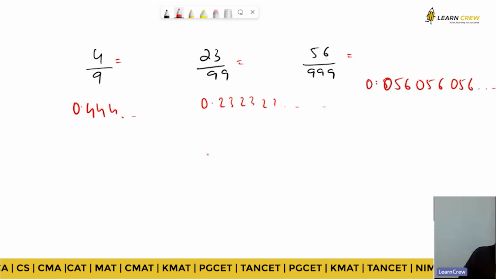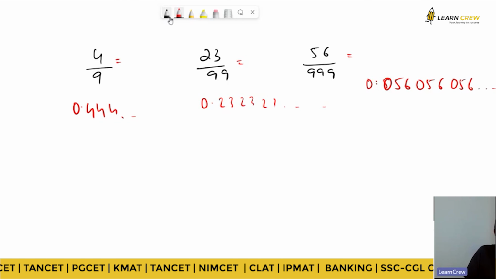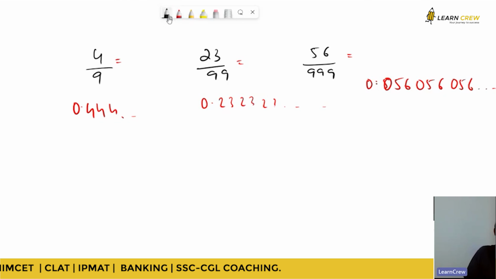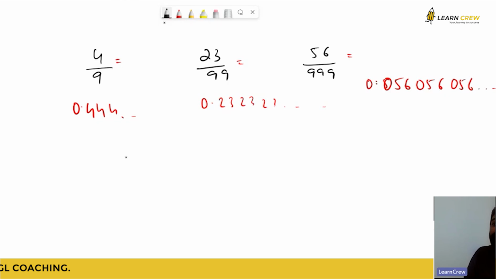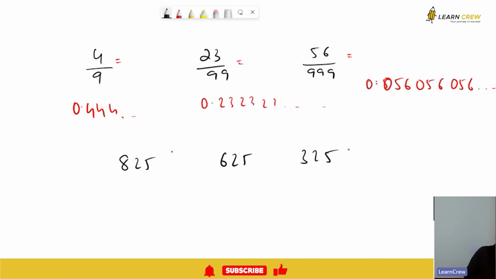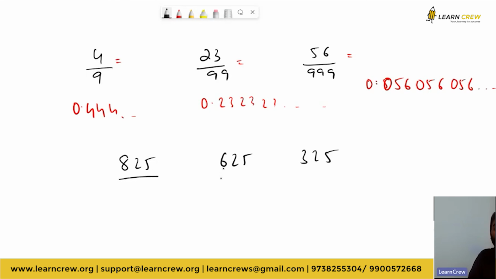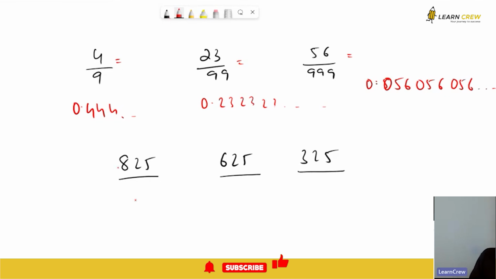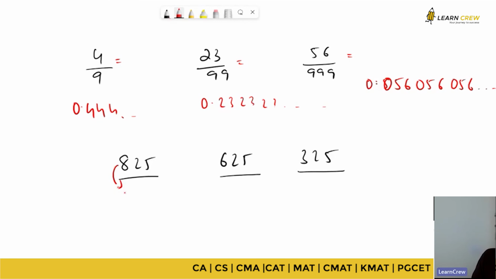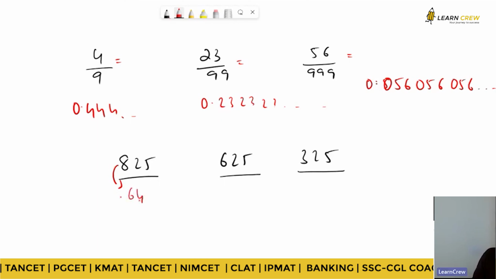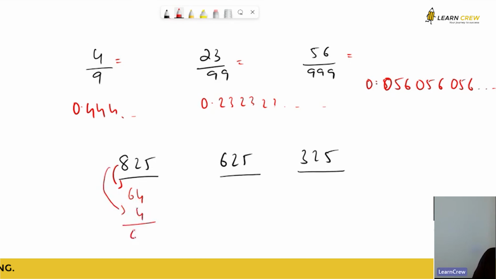Now, if I want to find the square of some huge numbers ending with 25, like 825, 625, 325, how will you do it? Make the square of the first number: 8 square is 64. Half of 8 is 4. Add these two, it becomes 68. Multiply it with 10, 680.